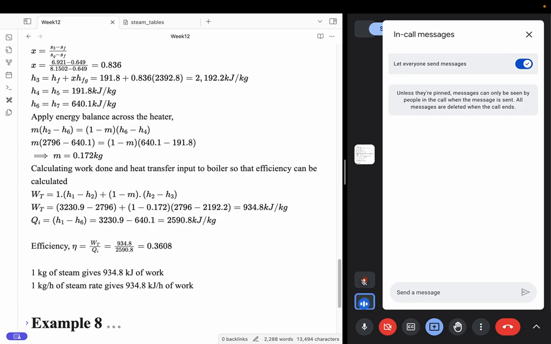I can convert this into kilowatt. So 1 kg per hour of steam, if you convert it into kilowatts, will be 934.8 by 3600.